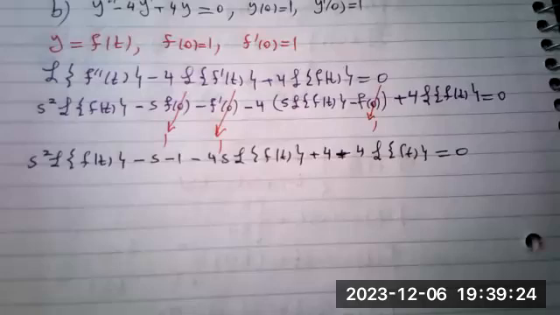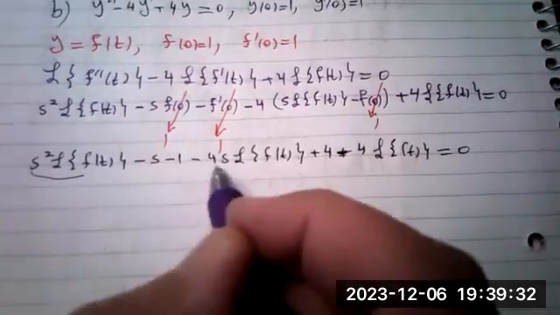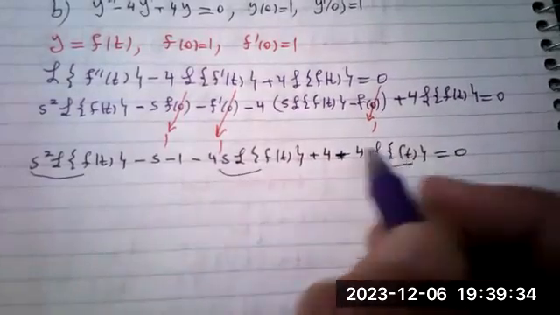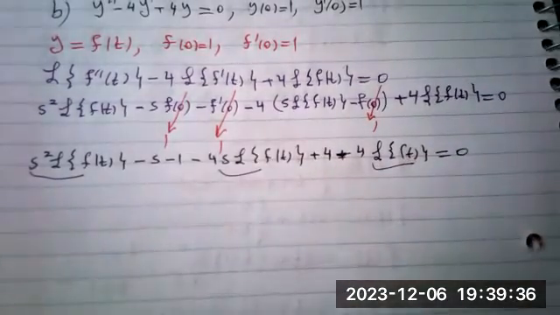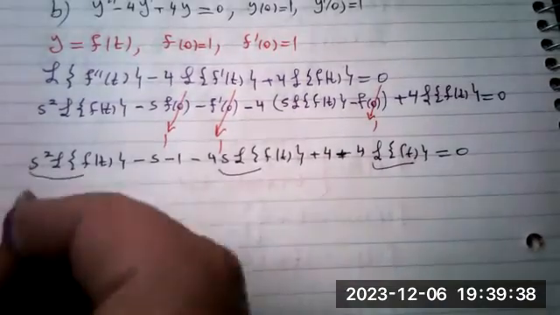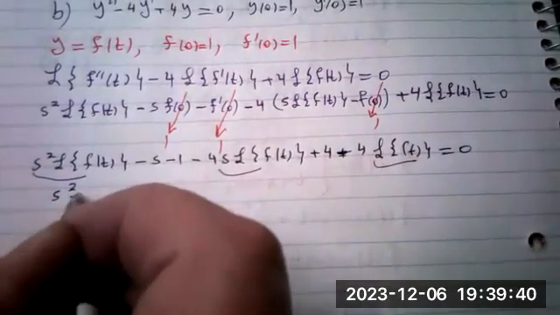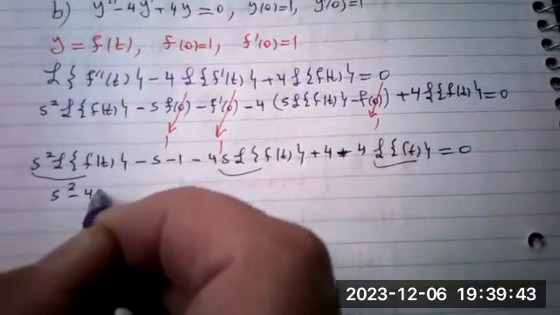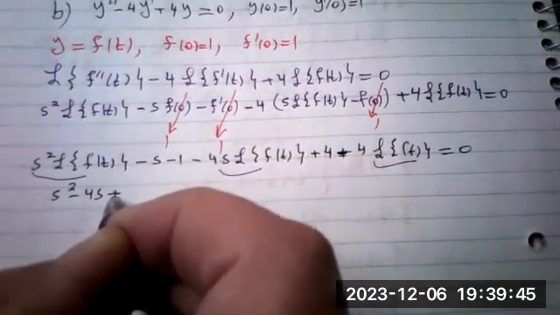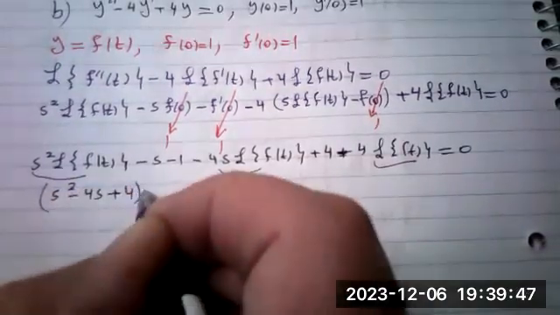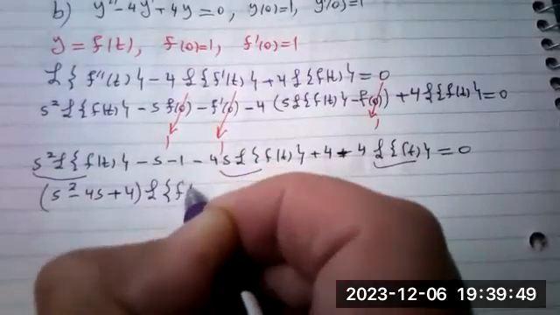Now you have to factor out the Laplace of f of t and arrive at the characteristic equation of the homogeneous equation. Okay, so there you are. If you take care of the Laplace of f of t, that gives you s squared minus 4s plus 4 times Laplace of f of t.